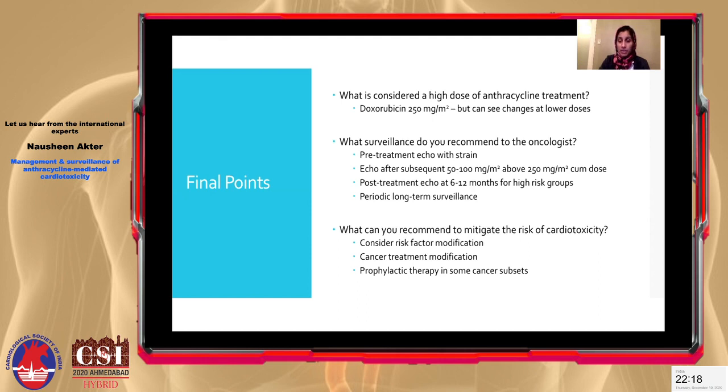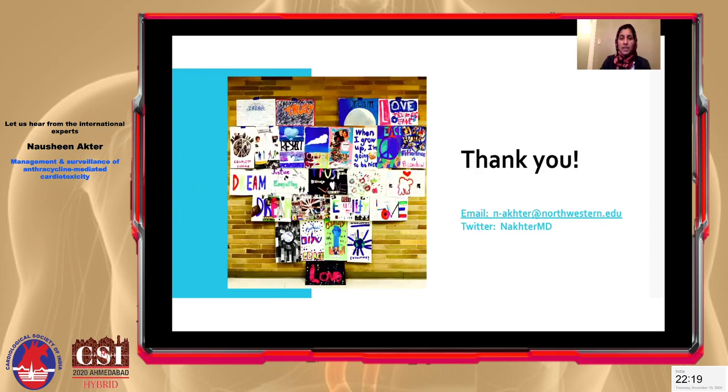What can we recommend to mitigate the risk of cardiotoxicity? We need to consider the patient's personal risk factor modification. We can consider prophylactic therapy in certain cancer subsets, such as HER2-positive breast cancer patients who are receiving serial treatment with anthracycline followed by anti-HER2 agents. And in patients who are very high risk, we should be discussing with the oncologist whether cancer treatment can be modified. Thank you very much.